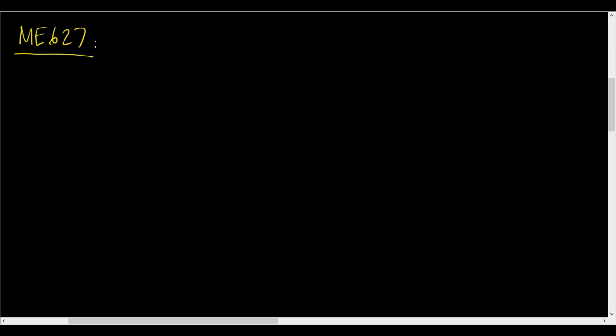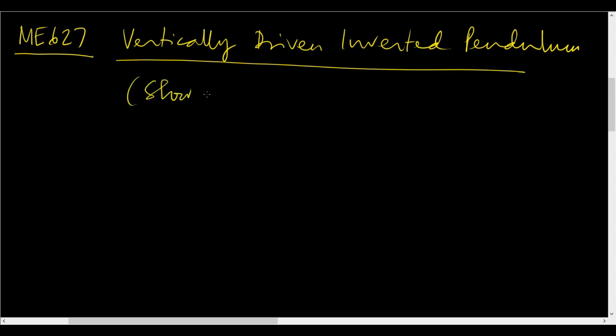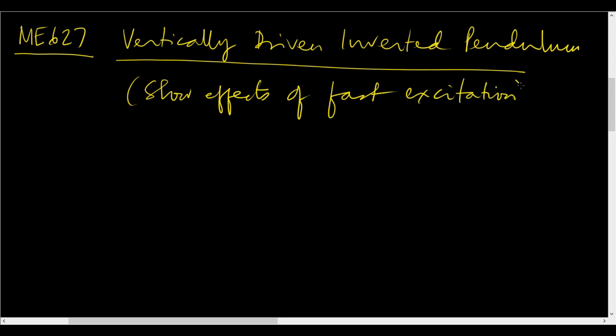Today we will do the vertically driven inverted pendulum. This is an example of slow effects of fast excitation, and we will use the method of multiple scales.